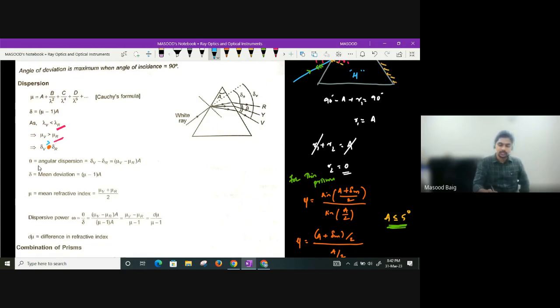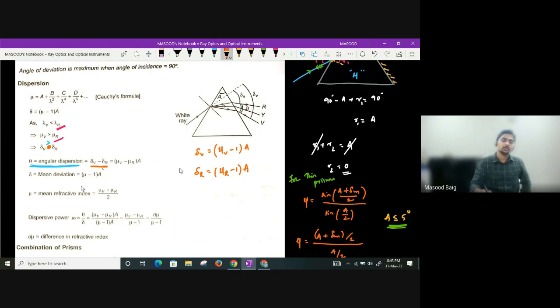So that difference in their deviation is called angular dispersion. So delta V minus delta R will be your angular dispersion. I can write delta V as (mu V minus 1) into A, and delta R as (mu R minus 1) into A. Mu V and mu R are refractive indices of violet and red light, guys. So angular dispersion will be the difference between deviation in violet light and deviation in red light, which is also given as (mu V minus mu R) into A.